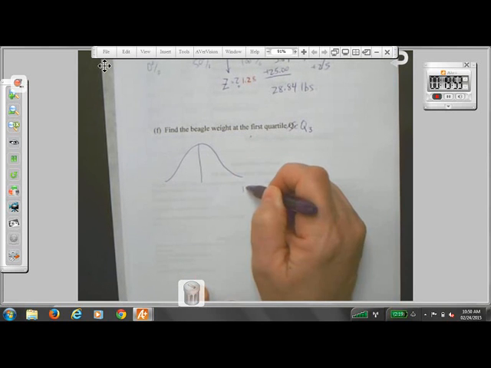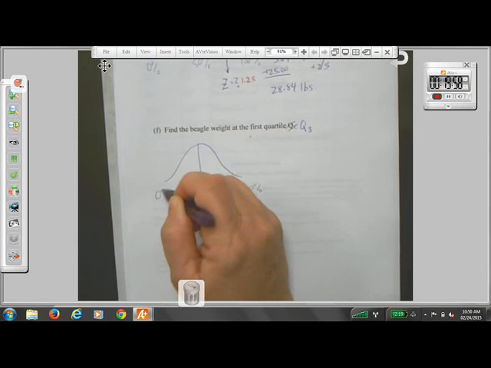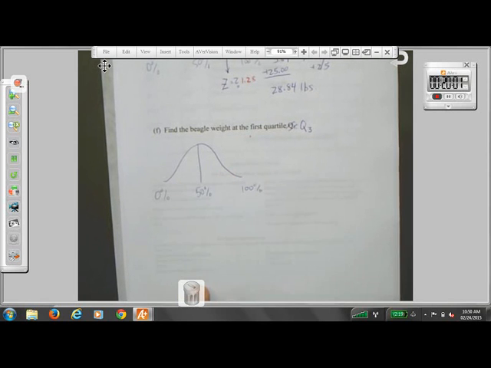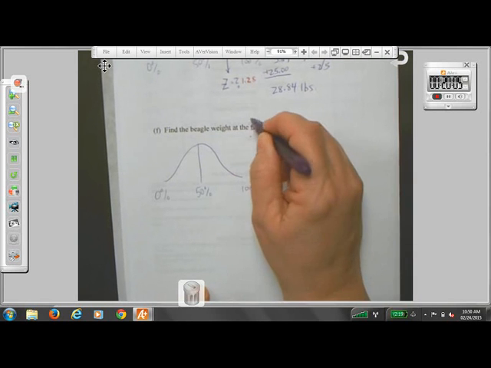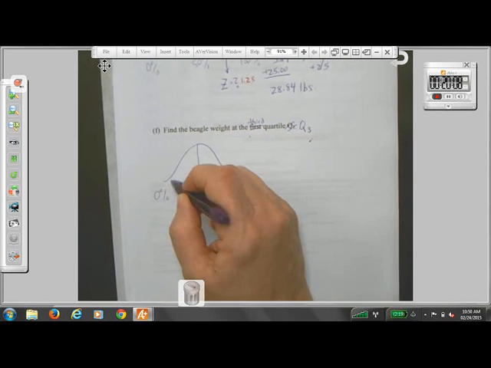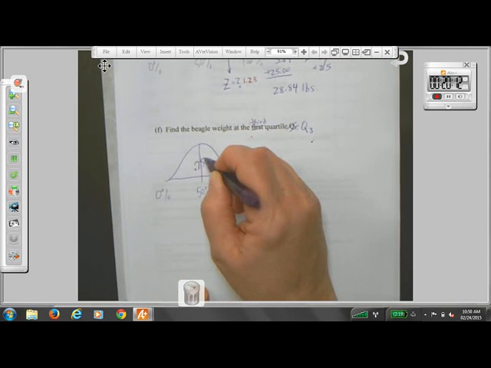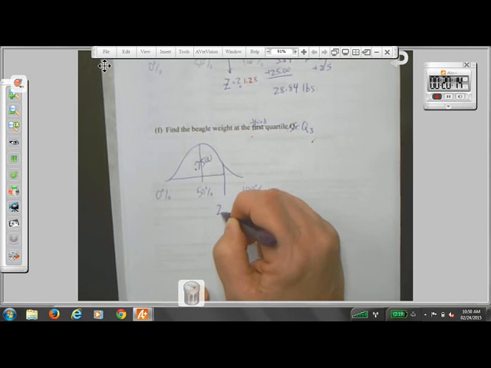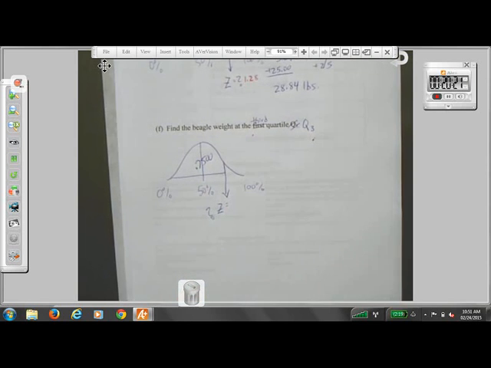So if 100% is out here, 50% is in the middle, what is quartile 3? What percent is quartile 3? It's 75%. This is the third quartile. So it's out here somewhere at 0.7500. So the question is, what is this Z? I want to know what that Z-score is for 0.7500. So it's important that you locate what you're looking for here.